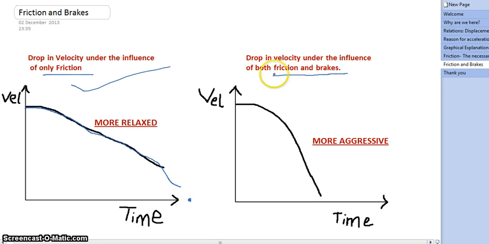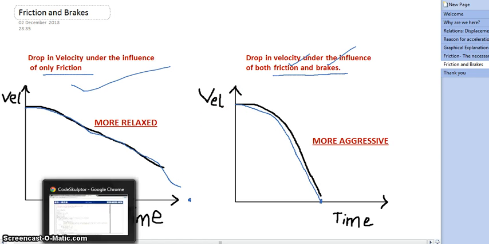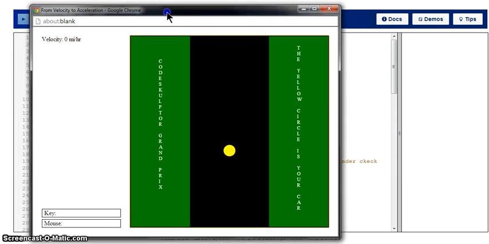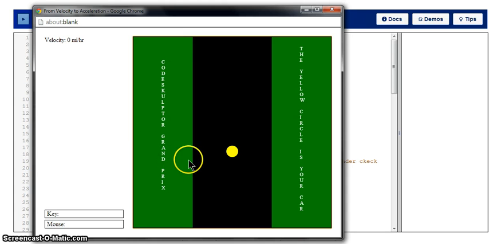In the second graph, we incorporate both friction and brakes. The result is the same, that is the car comes to a standstill finally, but over here the car comes to a standstill quicker because both friction and brakes are responsible for slowing down of the car. So both are the cause of the retardation. With that, we see the code, we run it, and we have the code sculptor Grand Prix.